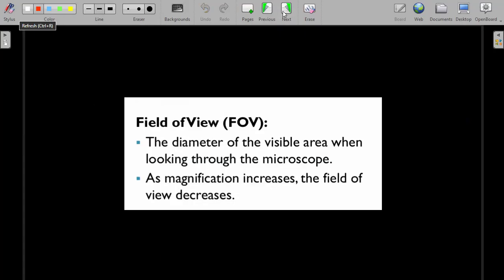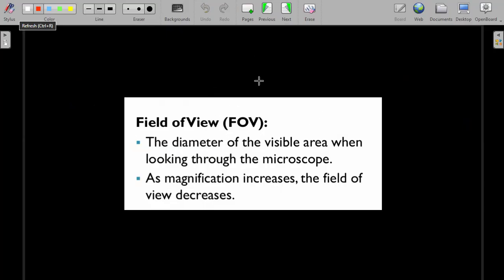Then you also have what we call field of view. This is the distance of the visible area when looking through the microscope. That's what the field of view is. So these are some of the terminologies I wanted you to take note of.